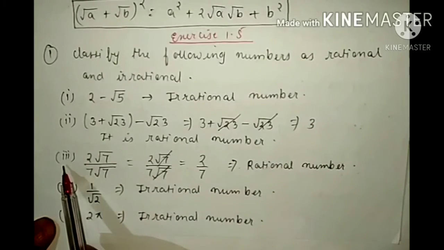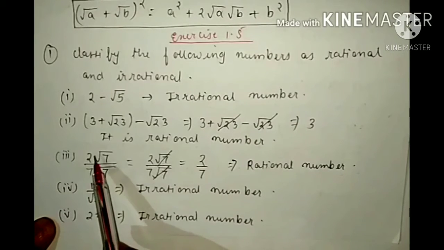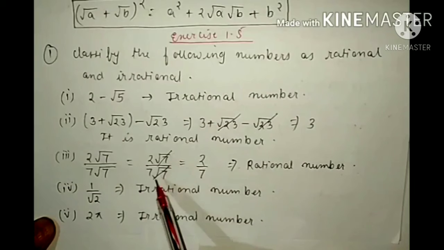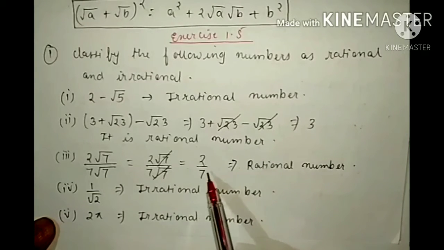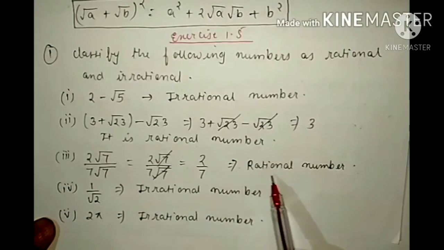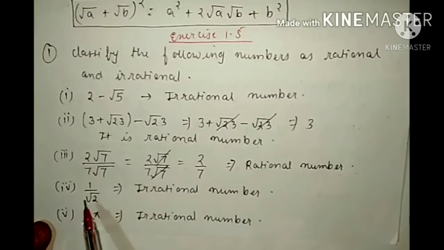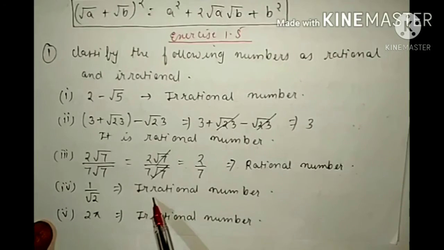Now see question number third. 2 root 7 divided by 7 root 7. In this also 7 and root 7 will be cancelled, so this will become 2 upon 7. So this is also a rational number. Now fourth one, 1 upon under root 2. Under root 2 is also not a perfect square, so this is also a irrational number.